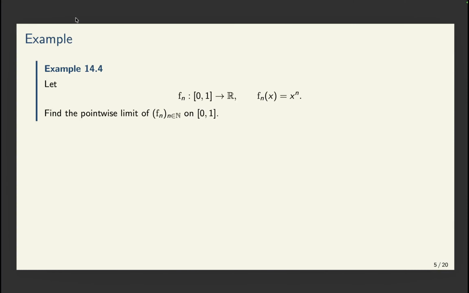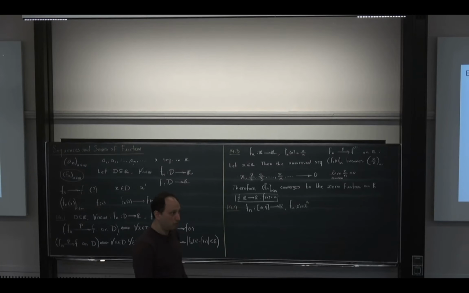So, what about this one? This is a little bit more interesting. Very simple, by the way. You can read it and write the problem. We have a sequence of functions, f sub n, but this time they are defined on the closed interval [0, 1]. F sub n of x is x to the power n. Find the pointwise limit of this sequence. This is what we want to do.